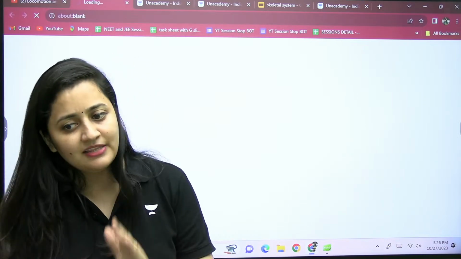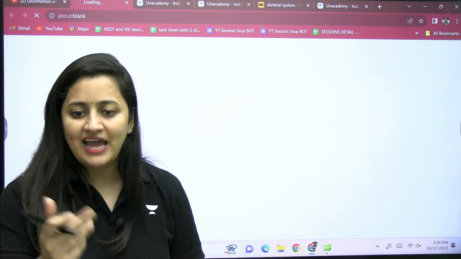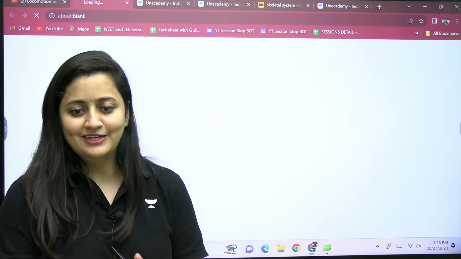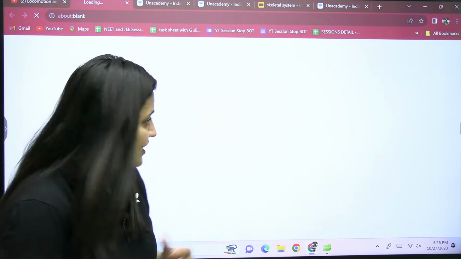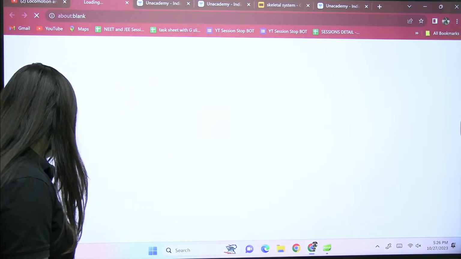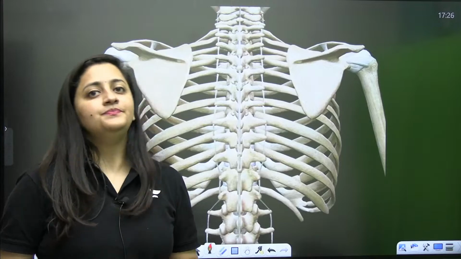Sliding filament theory, I will pick it up. Actually it was my next topic, sliding filament theory. I will pick it up. We'll share the PDF in the Telegram group. So stay tuned.